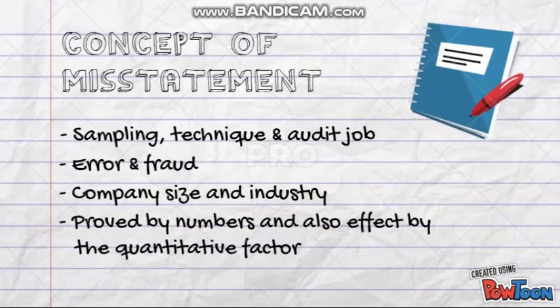The auditor uses sampling techniques in audit work to complete it at reasonable cost. For example, sources of material misstatement are error and fraud, and failure to comply with the requirements of Schedule 9. The determination of materiality depends on company size and industry. It can be assessed by quantitative and qualitative factors.